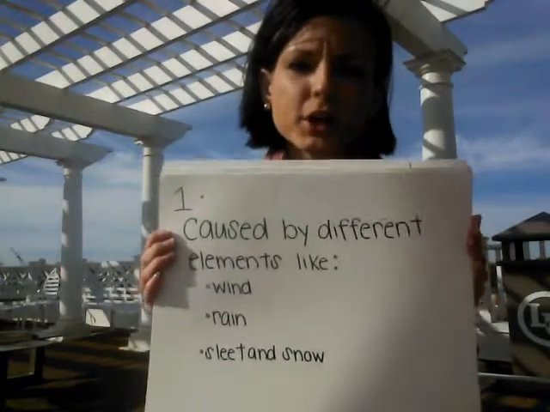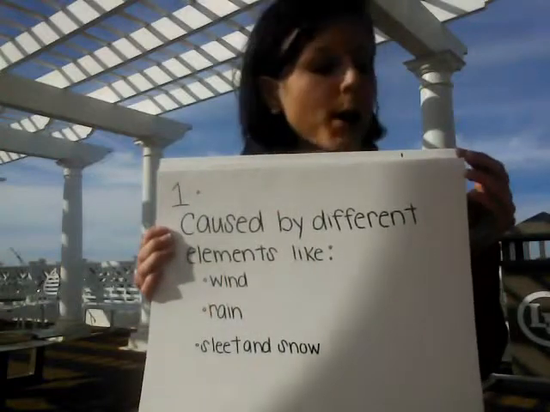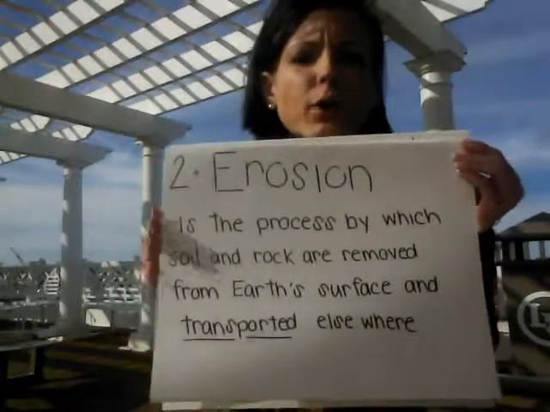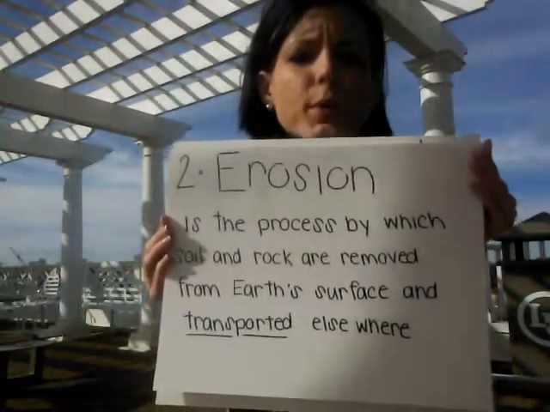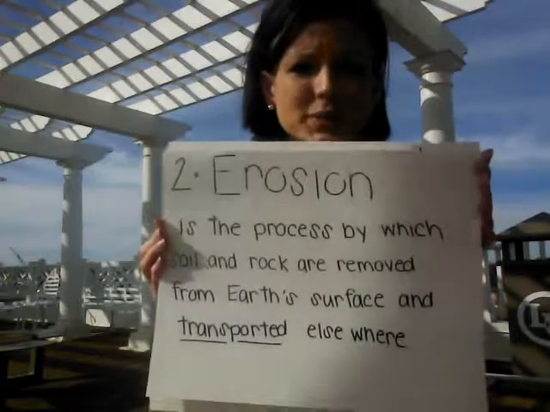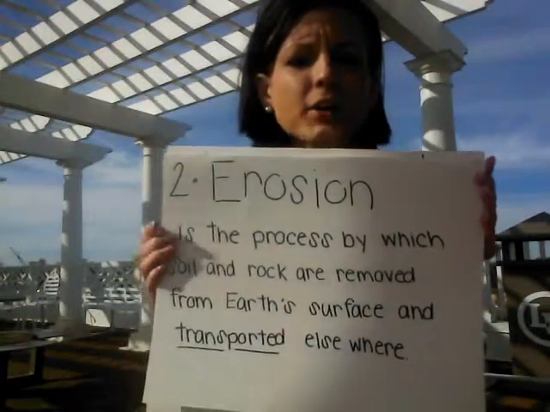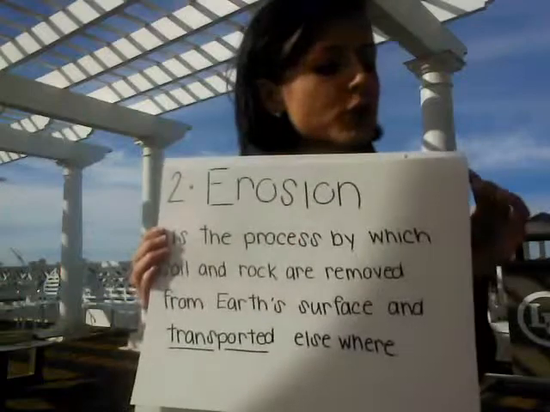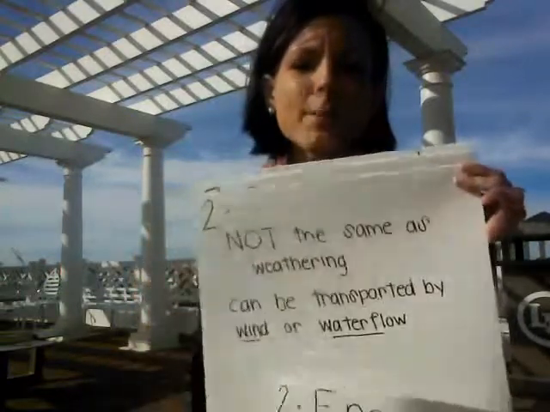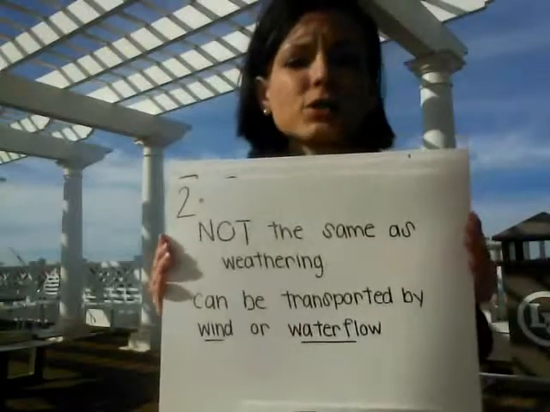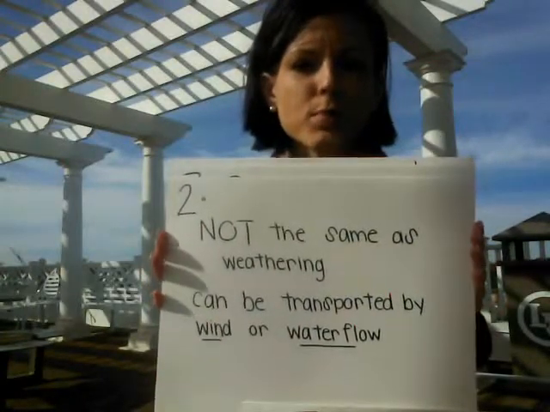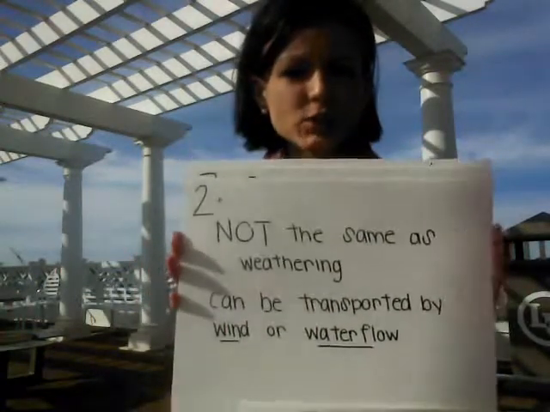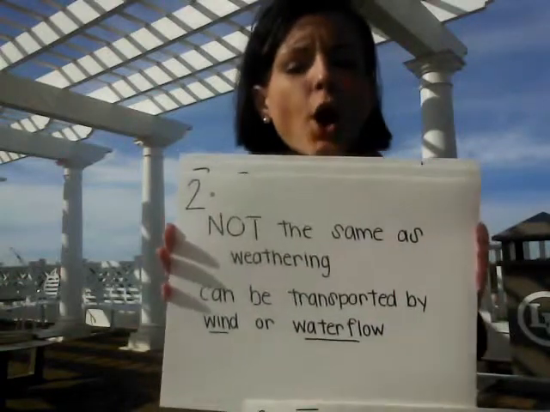Now, after weathering occurs and the rocks have broken down from their original form, a process called erosion will take place. Erosion is the process by which soil and rocks are removed from the Earth's surface and transported elsewhere, as we can see here in this definition. You can see I underlined the word transported. Sometimes erosion and weathering are confused to be the same thing, but they're not the same. In erosion, it's taking the broken down sediment and taking it somewhere else. It's moving it from where it was broken down due to weathering and taking it someplace else.